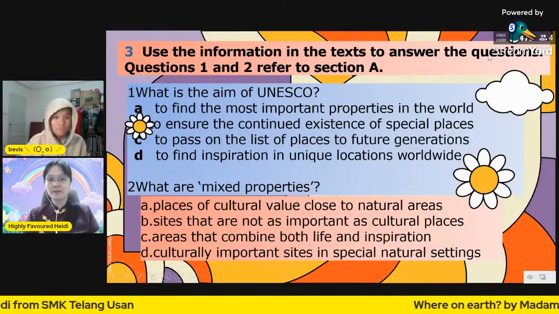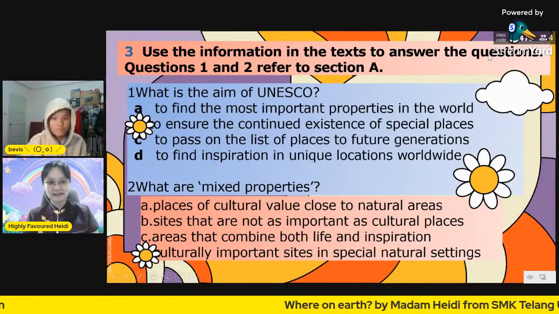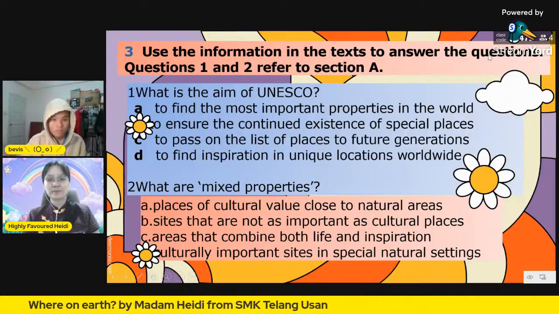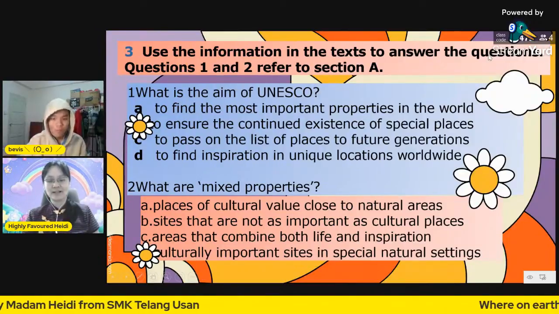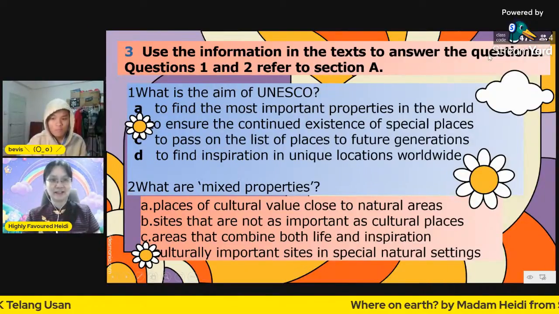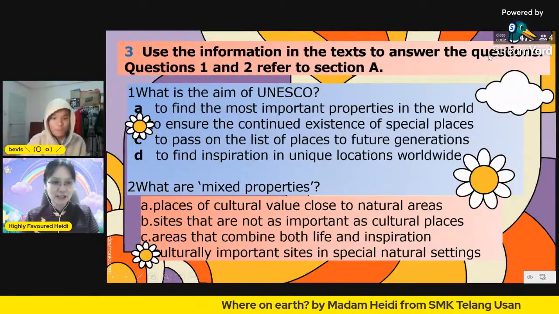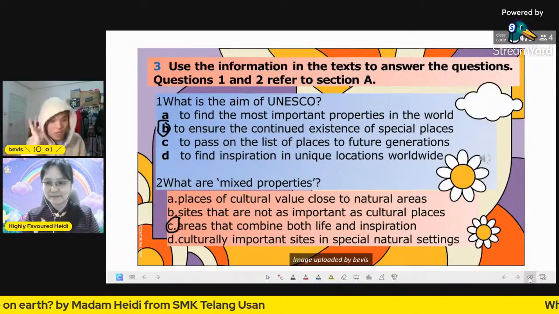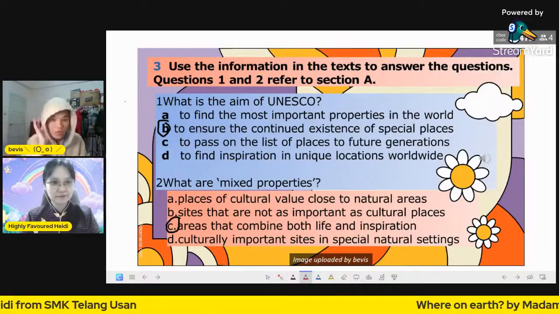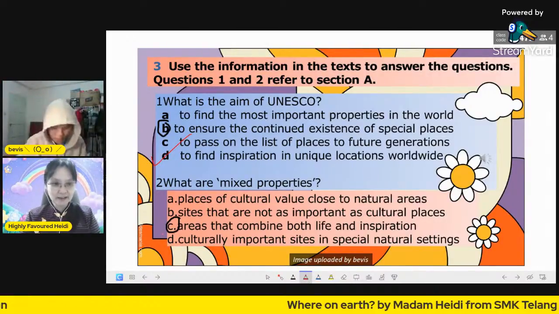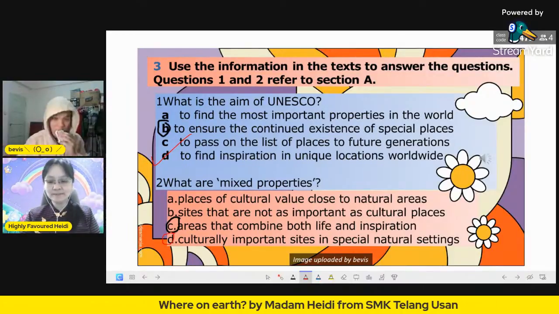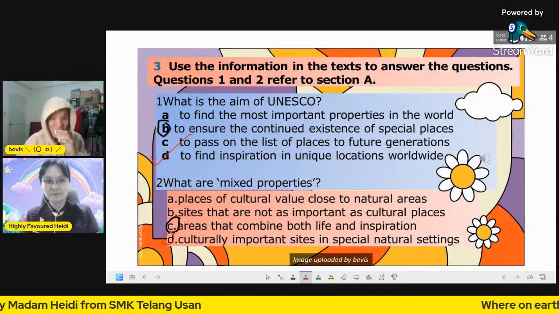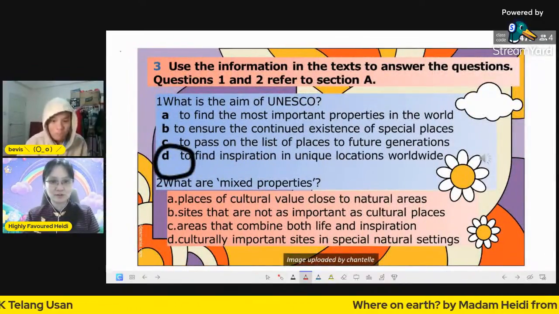Then, what are mixed properties? Actually, it's D. Culturally important sites in special natural settings. All right, special natural setting. Okay, let's go to your answer. So it's B and D. Okay, let's see. So it's actually quite tricky, I would say, because reading for both the assessments that we had that day, I think reading is the one part that most of you did not really score well.